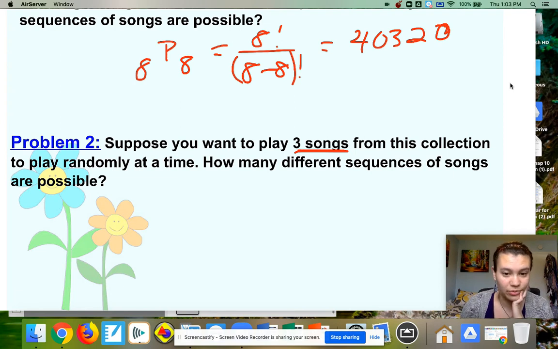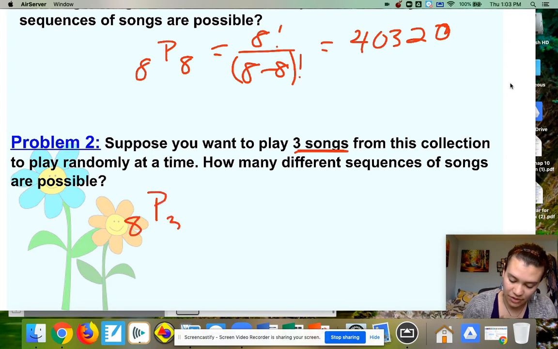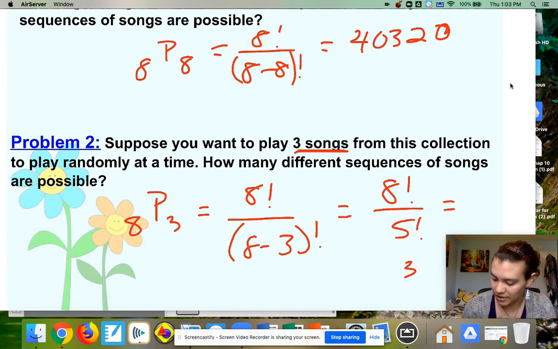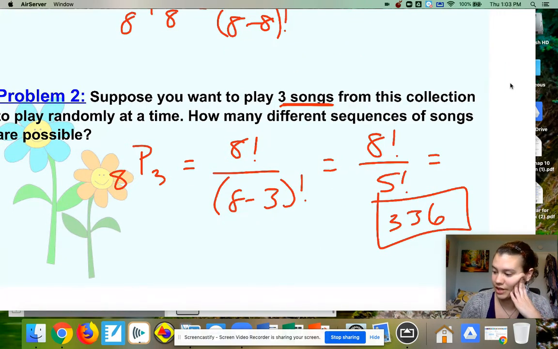Okay, now this one, suppose you still have those same 8 songs, but you want to play 3 songs randomly. How many different combinations of 3 can you get? So of your 8 songs, you want 3. So 8 factorial still on top, and then 8 minus 3 factorial gives you 8 factorial over 5 factorial, enter it, and you should get 336 as your different combinations.